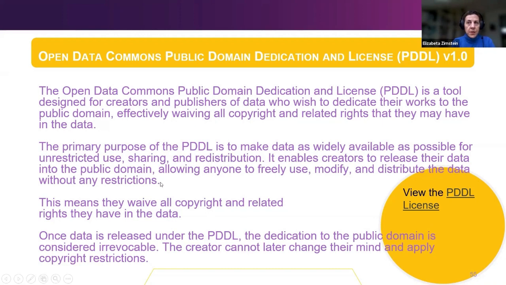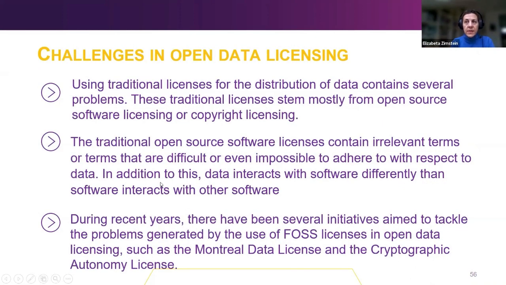We also have to mention the Montreal Data License and the Cryptographic Autonomy License. Their aim is to build a more standardized, transparent, predictable framework with unambiguous language, a framework that would resemble free open source software licensing. It aims to clarify concepts and tools for the use of data in artificial intelligence and machine learning.